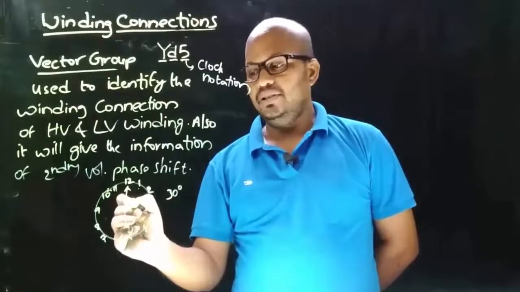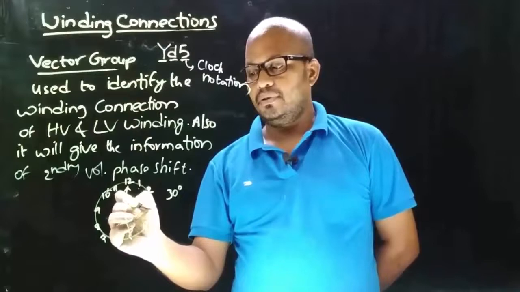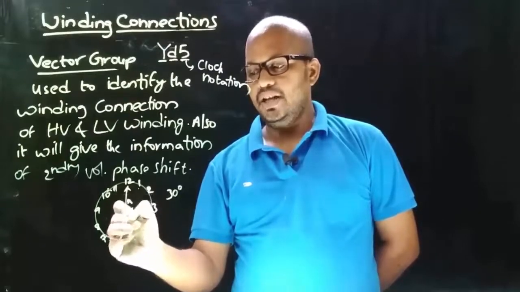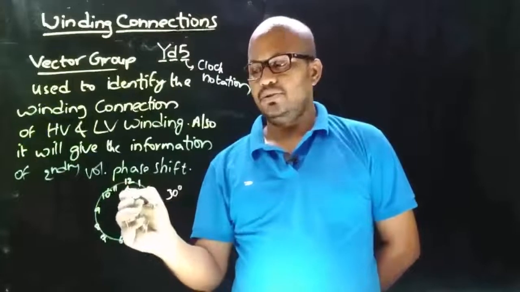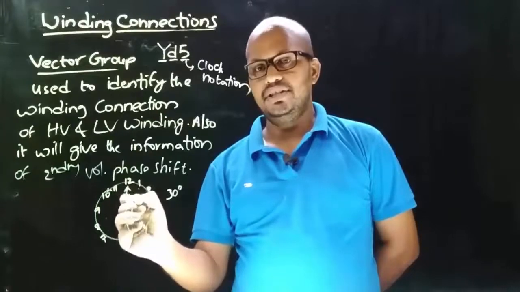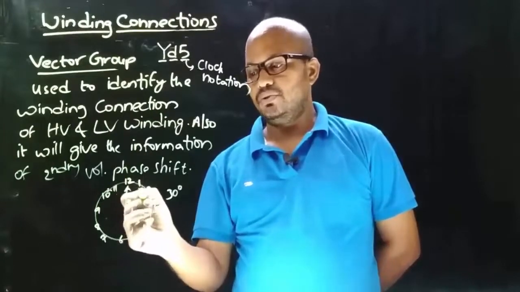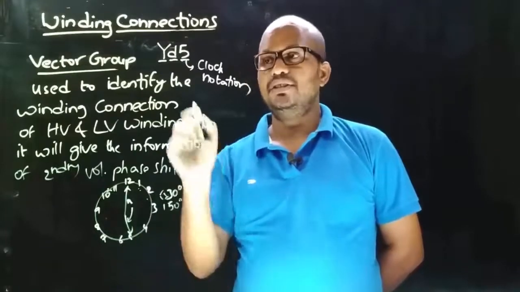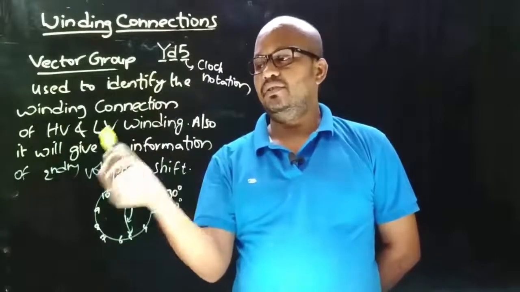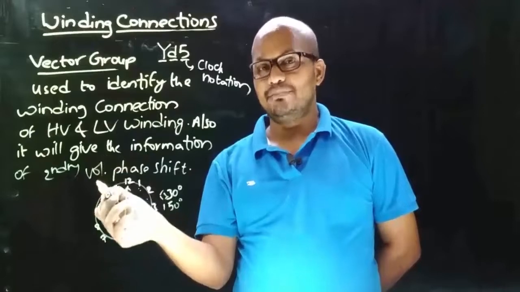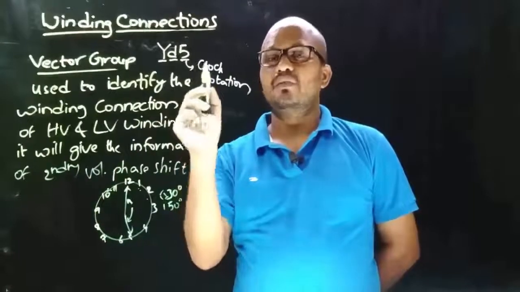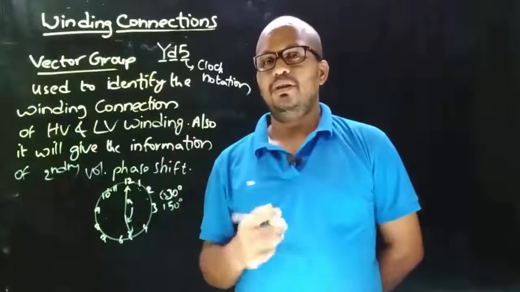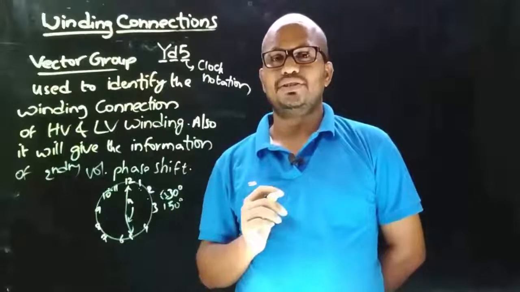and this numeral will indicate the phase shift, means the angle between the minute needle and the hour needle. So here the angle between the minute needle and the hour needle is 1, 2, 3, 4, 5. So 5 into 30 is 150 degrees, means here the secondary phase to neutral voltage displacement is 150 degrees with respect to primary phase to neutral voltage.